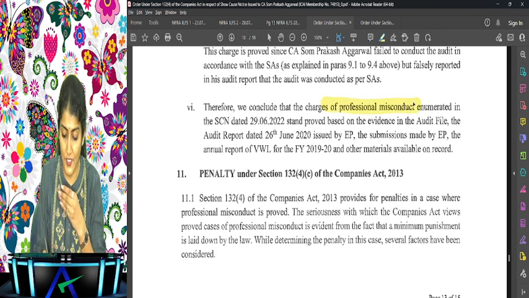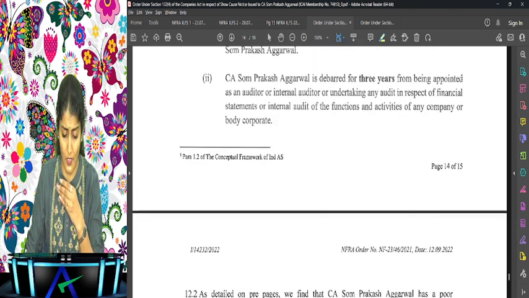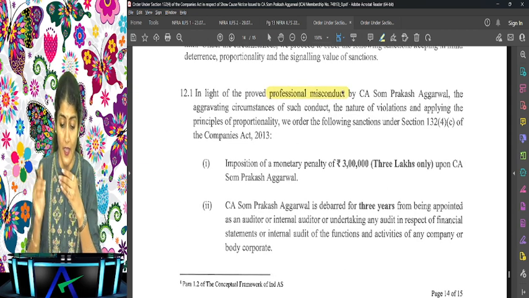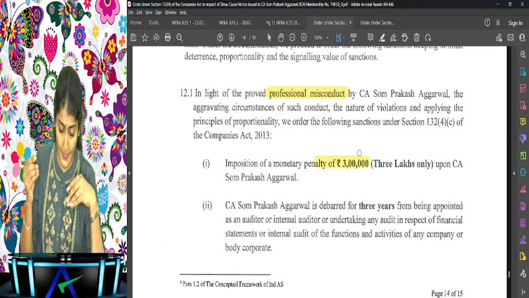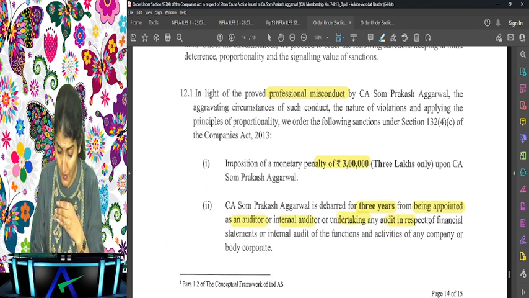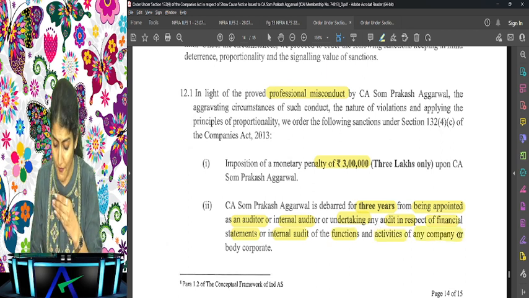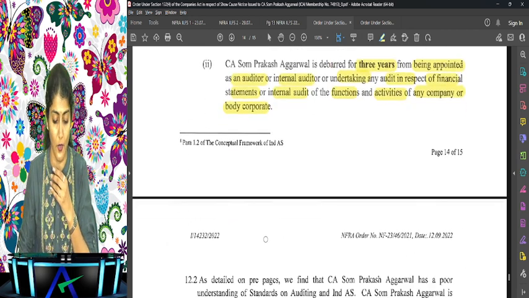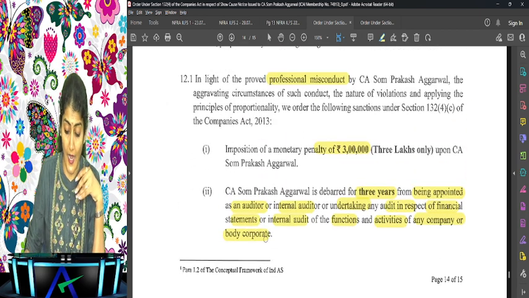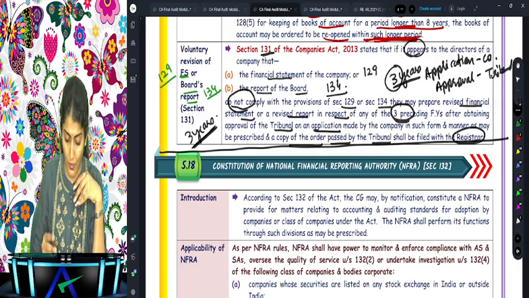Thus we can conclude that the charges of professional misconduct are proved. And then finally what does it say? The order which has been passed against the chartered accountant in light of the proved professional misconduct, imposing a monetary penalty of 3 lakh and debarring for a period of 3 years from being appointed as auditor, internal auditor, or undertaking any audit in respect of the financial statements or internal audit of the functions and activities of any company or body corporate, right? So what does it say? Imposing a monetary penalty of 3 lakh and debarring from practice for a period of 3 years, right?